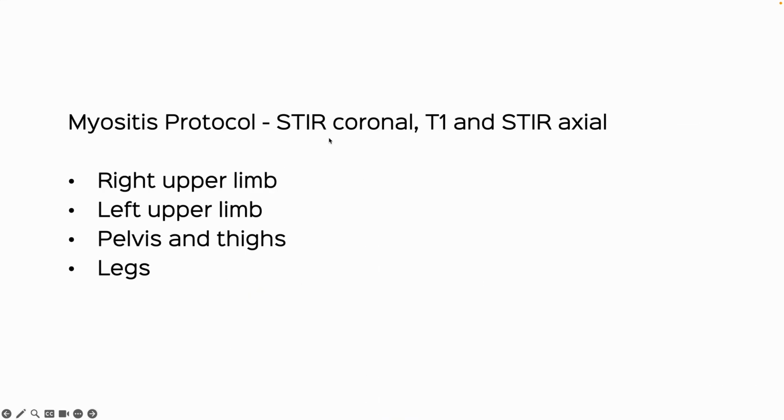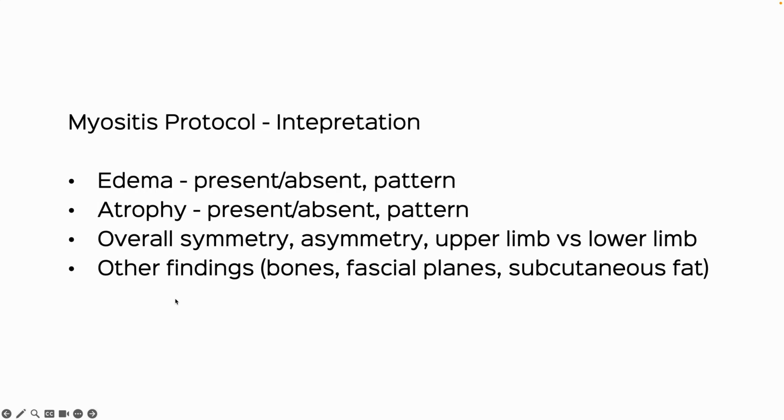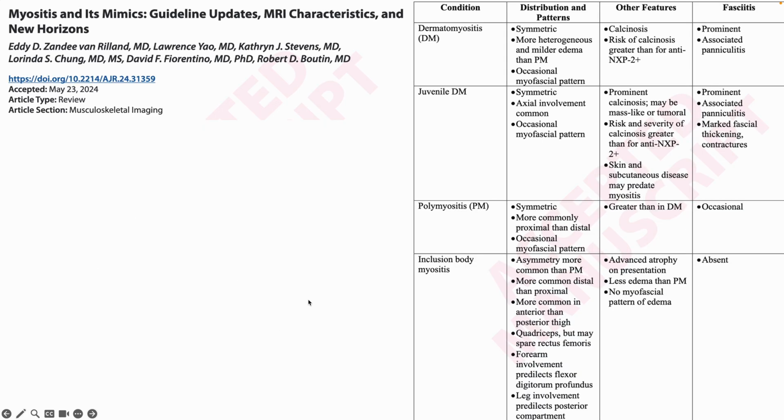But that's the protocol. It's three sequences: stir coronal, T1, and stir axial, right upper limb, left upper limb, pelvis and thighs and legs. The interpretation is quite simple. You look for edema, present, absent, pattern, and mention the muscles involved. Atrophy, same thing: present, absent, pattern, fat infiltration, and the muscles involved. Overall asymmetry, symmetry, upper limb, lower limb, and other findings.